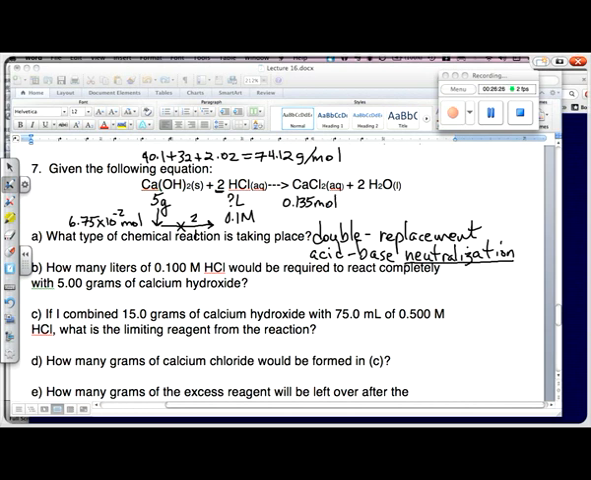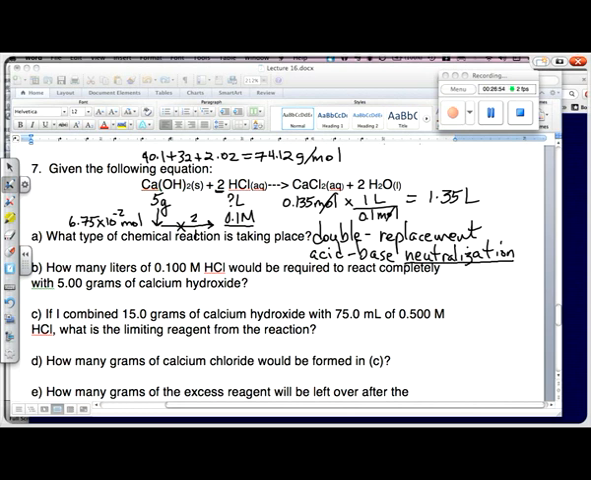And in order to get a volume, I'm going to rewrite the molarity and flip it over. 1 liter has 0.1 moles. So I'm going to take that 0.135 and divide by 0.1, and I will end up with, my moles cancel, 1.35 liters as my answer for B.